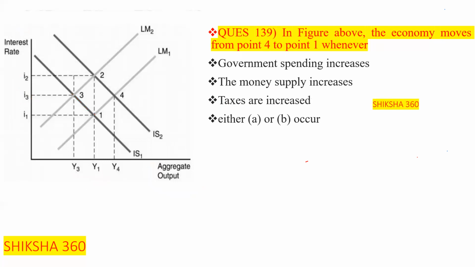Now move to the next question, 139, clear? When the economy moves from point 4 to point 1, earlier the income is more in the market. Now the income decreases in the market, clear? So how will the income be decreased in the market? Government spending increases, clear? If the government spends more, that is, there are more infrastructure works or more development.